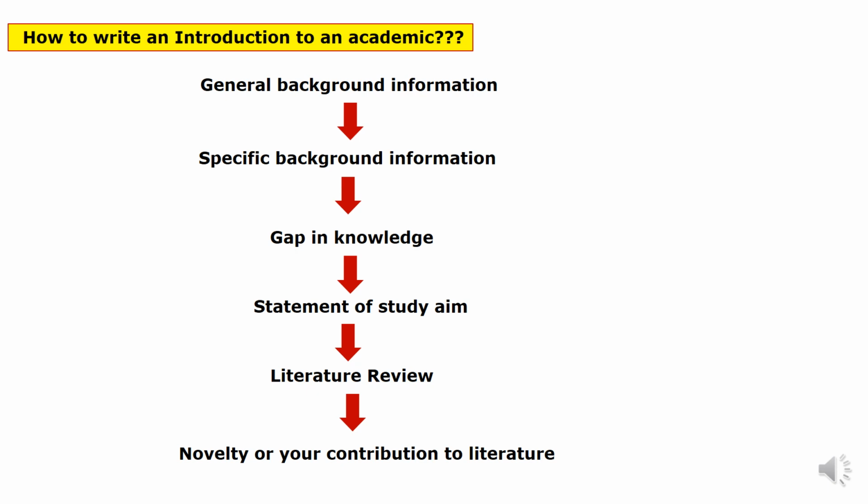This paragraph must be written at the end of the introduction. This last paragraph will be the novelty or your contribution to the literature. So the introduction section consists of three paragraphs. One paragraph is for the general background information, specific background information and statement of study aim, and then you will write another paragraph consisting of the literature review, and you have to write the gap in that knowledge. And the last paragraph is our novelty or your contribution to the literature. That's enough for the introduction.